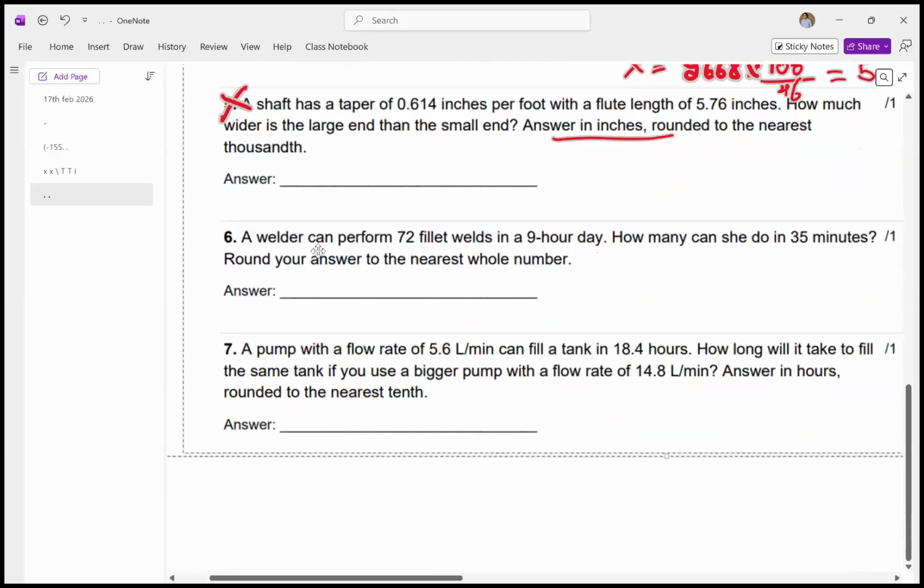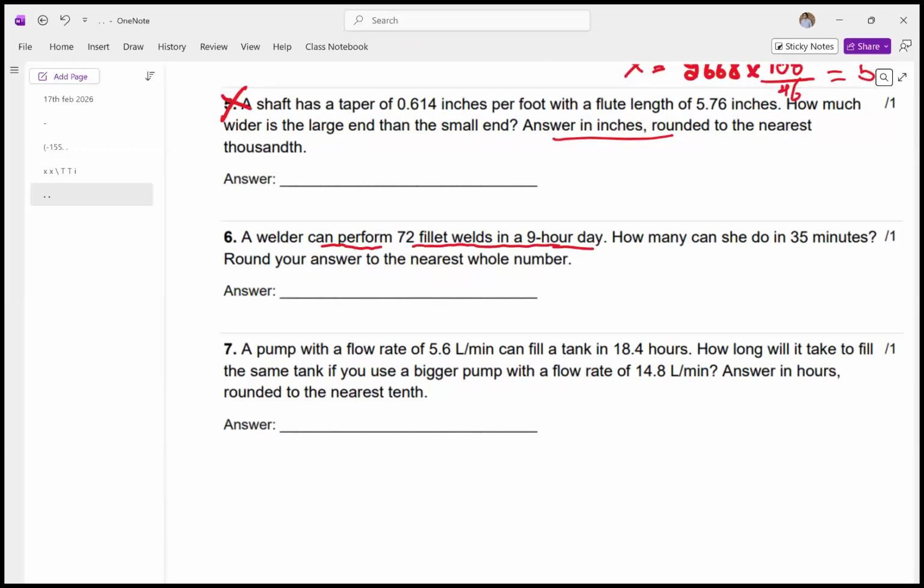Question number 6: a welder can perform 72 fillets in 9 hours a day, and how many can she do in 35 minutes? So 72 in 9 hours, or I can call it 9 times 60 in minutes, it will be 540 minutes. So 72 fillets in 540 minutes. All right, so in 35 minutes, how many can she do? So I'm looking for the number of fillets.